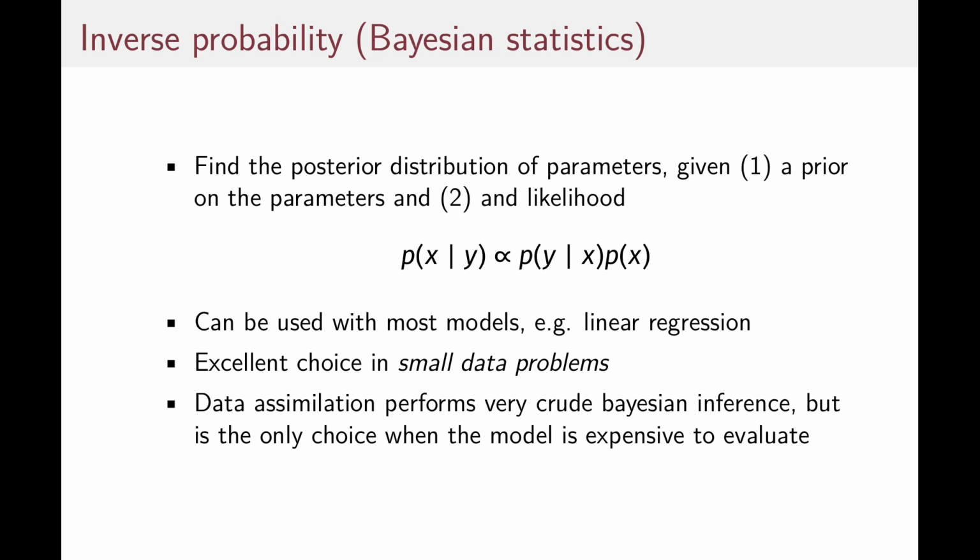Data assimilation performs a very crude Bayesian inference, but it's the only choice when the model is expensive to evaluate, like a weather model or a geological model that could take hours or even days to evaluate. Then Markov chain Monte Carlo just doesn't work because it's too slow.